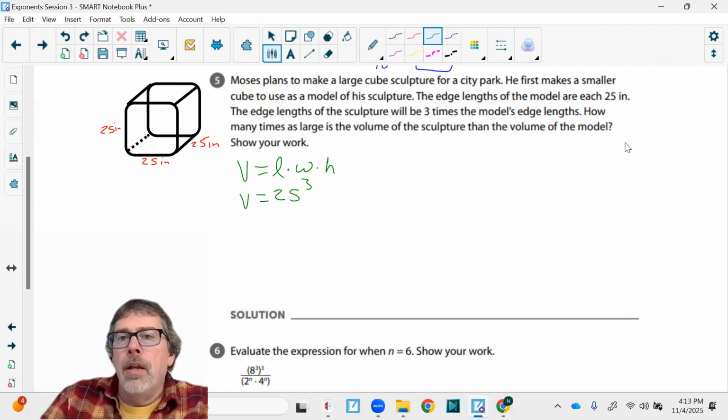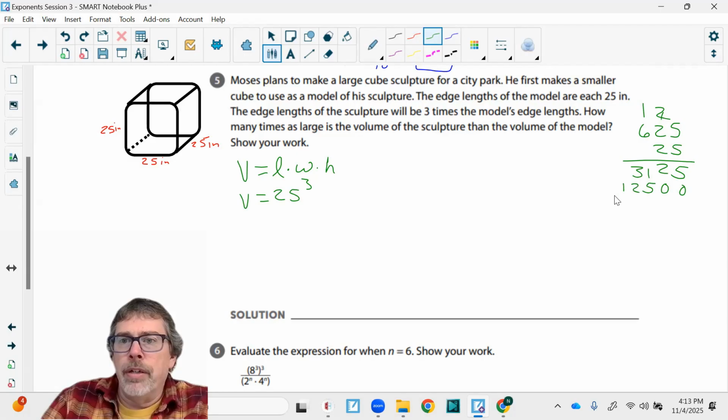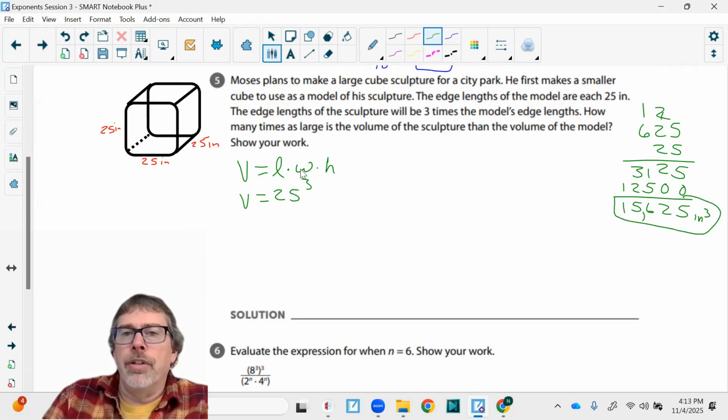25 times 25 is 625. 25 times that is, carry this, 31, 0, 10, carry the 1, 5, 12, add 5, 2, 6, 5, 1. So it's 15,625 inches cubed. That is the volume of the original.